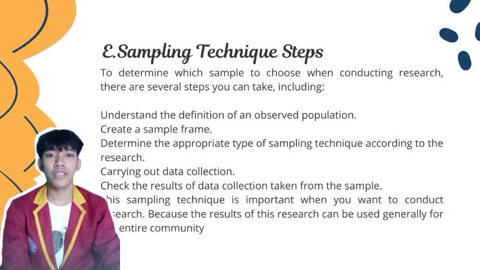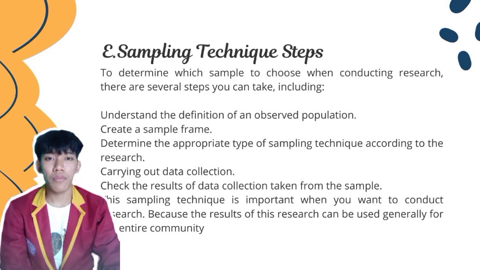The sampling technique is a step to determine which sample to choose when producing results. There are several steps you can take, including: understand the definition of the observed population, create a sample frame, determine the appropriate type of sampling technique according to the research, carry out data collection, and check the results of data collection taken from the sample.